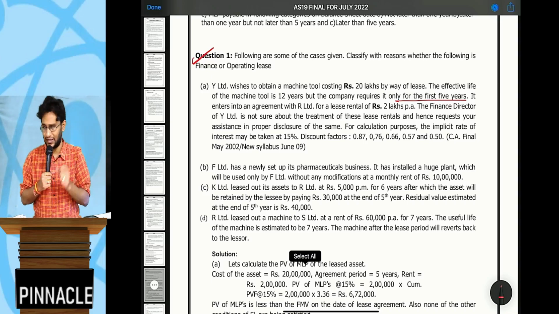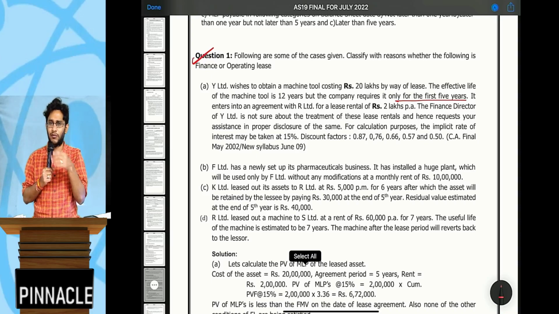Sir, listen. First thing. You have 5 situations now. One by one we will evaluate. Lease period forming major portion of economic life of the asset?